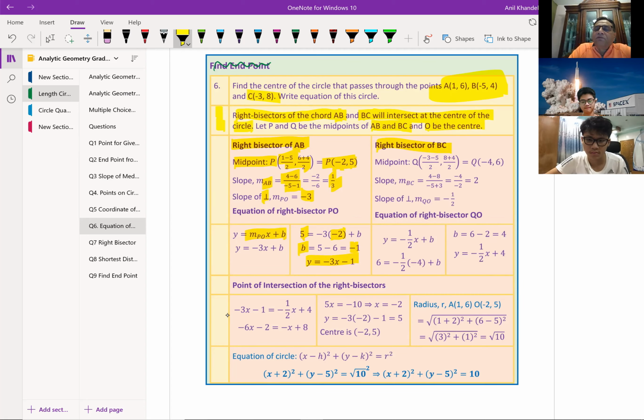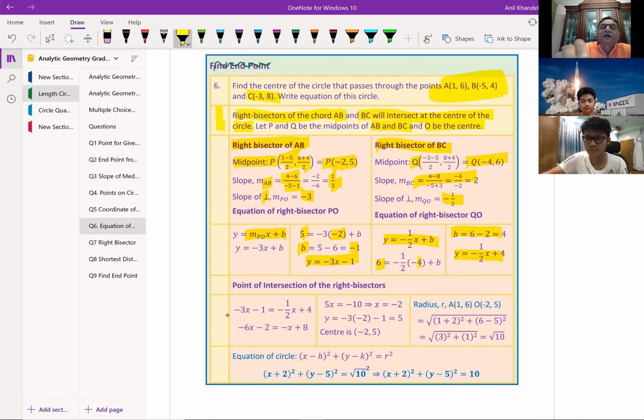We are going to follow the same procedure to find the right bisector of the other chord BC, finding the center point Q first, the slope of BC, negative reciprocal of the slope, writing the equation y = -1/2 x + b, and to find b, we'll substitute the midpoint Q, which is (-4, 6). And then we can find b as equal to 4. That gives you the equation of the line y = -1/2 x + 4. Perfect?